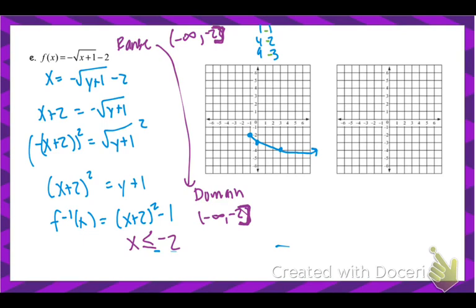So we'll go ahead and graph that parabola. Left 2, down 1. And again, I'm only graphing that left side because I'm only graphing when x is less than -2. And that's my inverse. Again, you can check by looking at your x and y's and notice that those x and y's have been flipped.